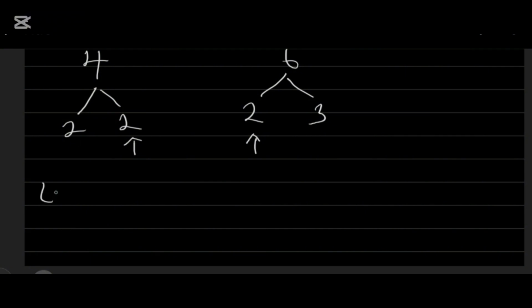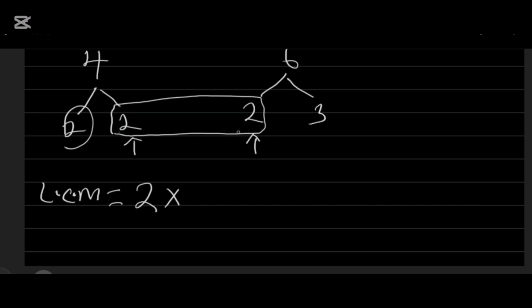Our LCM here is equal to, you take this one first, 2. Now times: in the next numbers we have repetition, because we have a 2 from this side and another 2 from this side, and we are going to take only one. So we just say times 2, and then times the last number, which is 3. 2 times 2 times 3 is 12, and that is our LCM.